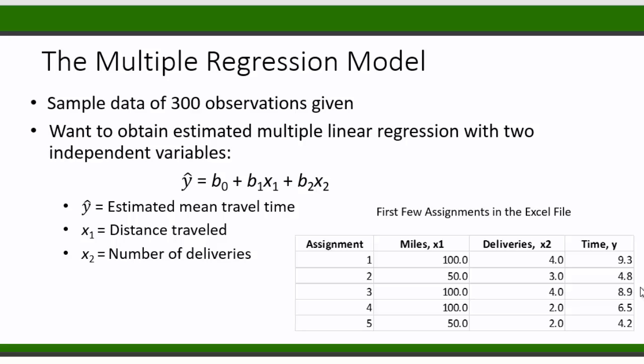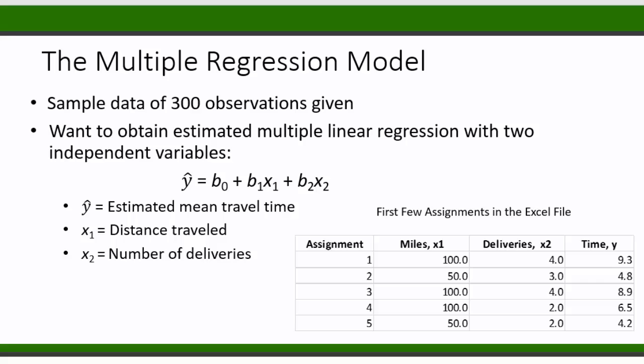In the Excel file, we're given a sample data of 300 observations. The first few assignments are shown here. Here we have two independent variables to help us predict the travel time, miles traveled and the number of deliveries. For instance, assignment 1 took 9.3 hours total. This time included driving 100 miles in the route and making 4 stops along the way to make deliveries.